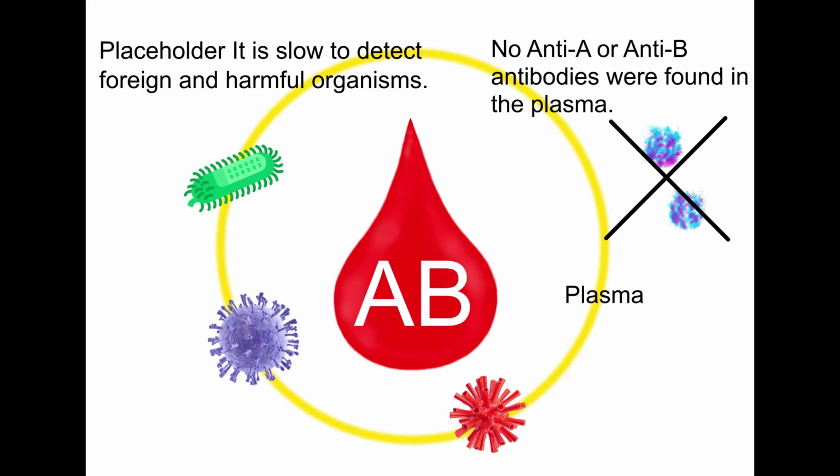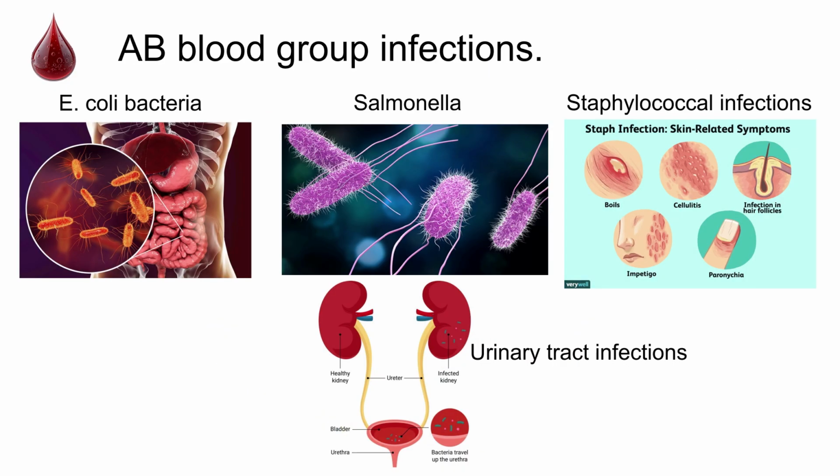AB blood plasma does not contain naturally occurring anti-A and anti-B antibodies. This can cause the immune system to be slower or blind to detecting some foreign pathogens and harmful cells, especially structures that resemble A or B antigens. Due to a lower diversity of naturally occurring antibodies, individuals with AB blood type may have lower resistance to E. coli, salmonella, staphylococcal infections, and serious urinary tract infections.